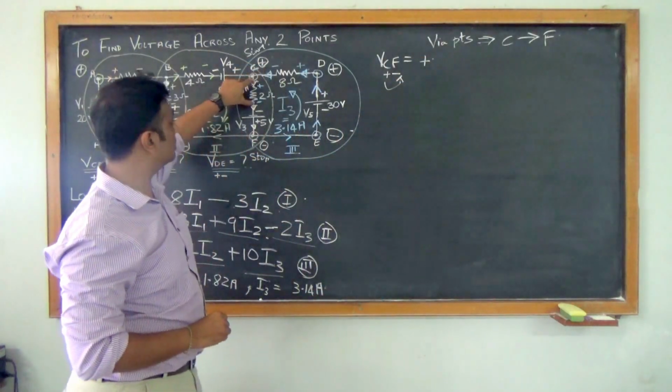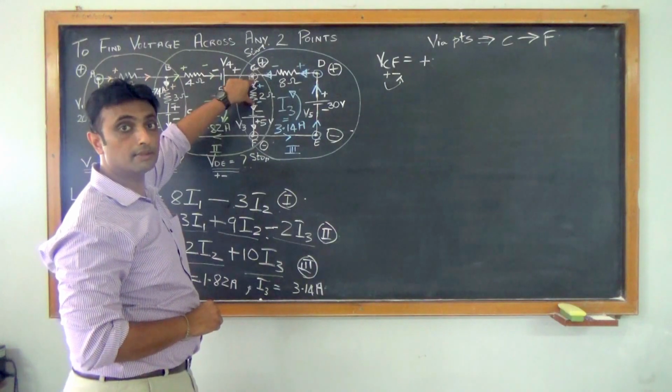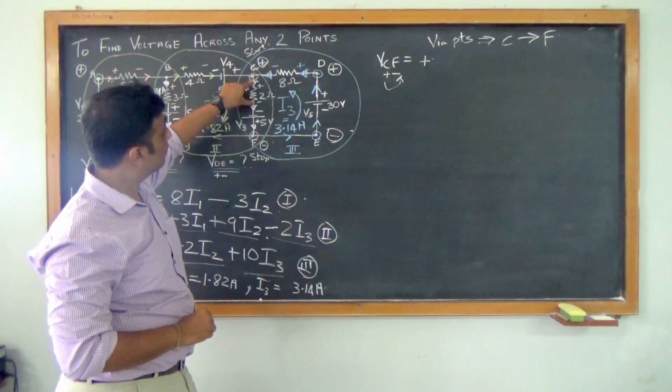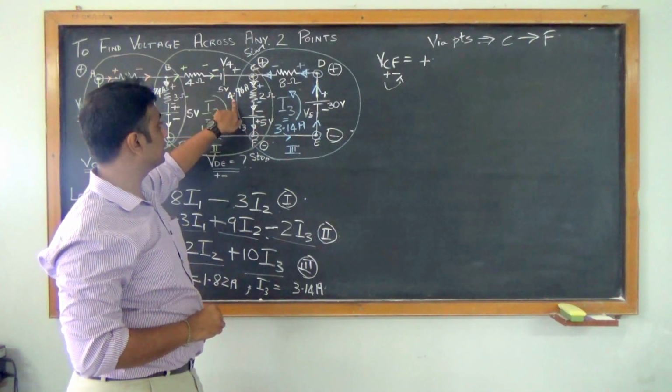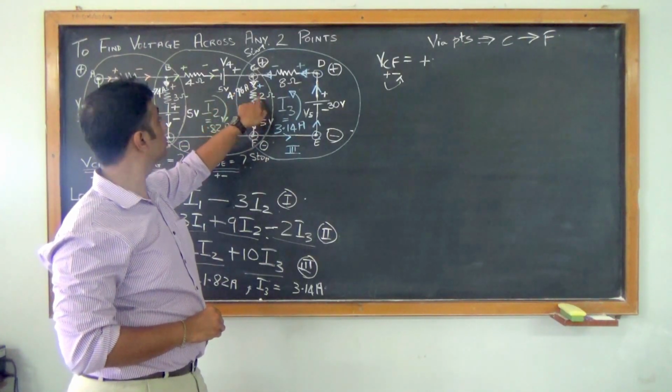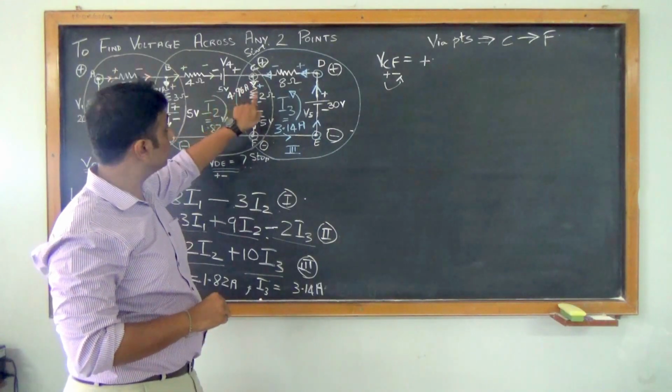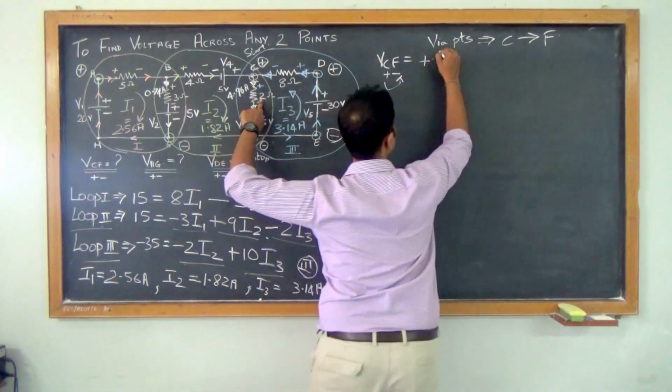Now I have to find out the voltage across this. Voltage across this will be what? According to Ohm's law, we have V equals I into R. So I is what? 4.96. What is R? 2 ohms. So 4.96 into 2 ohms.